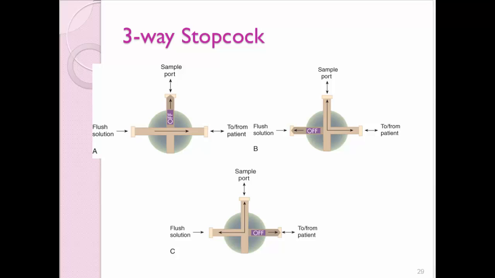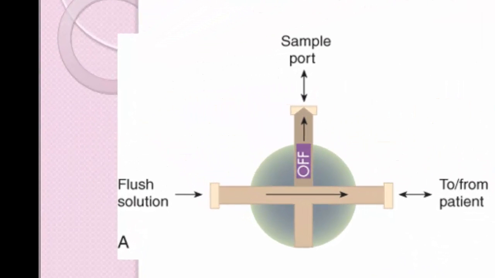So here's a little bit more detail about that three-way stopcock. Again, somewhere on here it's got a valve that's labeled off. Whichever way that valve, that off, is pointing, that particular section of the three-way stopcock is turned off. So you see here in section A that the sample port itself is turned off. This is the way you find the stopcock arranged, because it allows for continuous reading, and so you have the flush solution going to and from the patient directly.